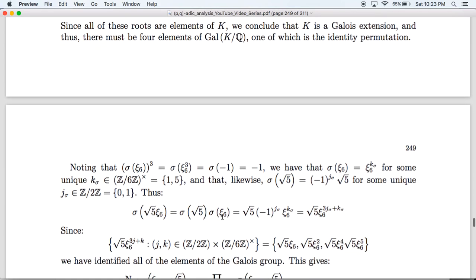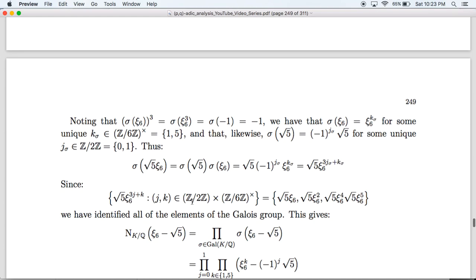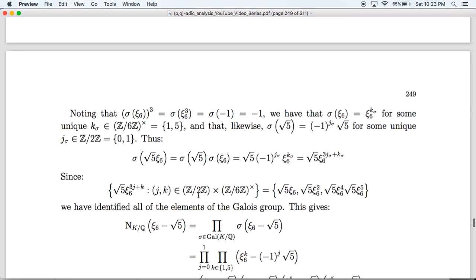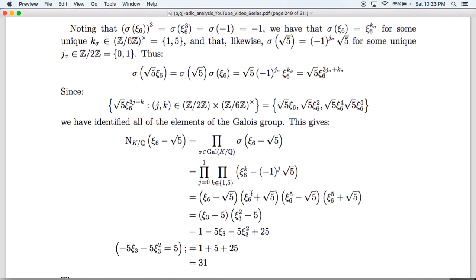Combining this, we then see that sigma of square root of 5 c6 is going to be equal to square root of 5 c6 to the power of 3 j_sigma plus k_sigma, and then we find that the Galois group is isomorphic to Z mod 2Z cross (Z mod 6Z) cross, and the elements of the Galois group are uniquely determined by what they do to this, and there's going to be one for each pair of j and k. And then we compute the norm.